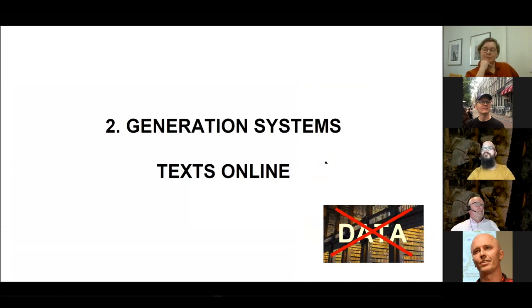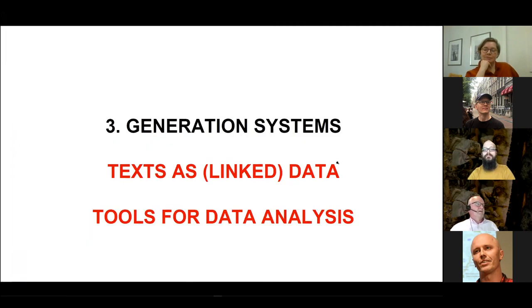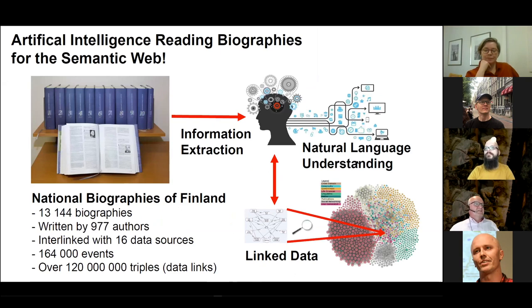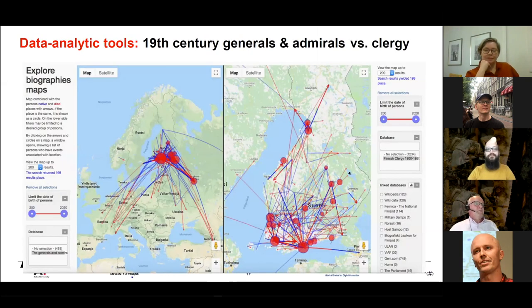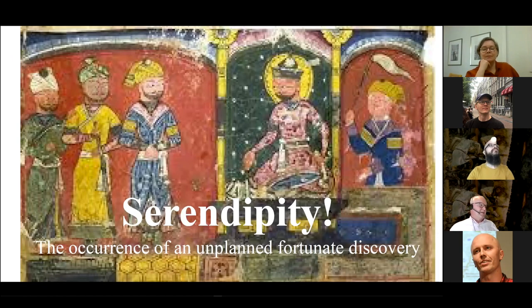Then the next generation systems that are now in use in Finland, for example, are database search engines where you can find biographies for close reading like this. But then comes the next generation that Biography Sampo is an example of. So we are publishing texts as linked data and provide them with tools for digital humanities analysis. Things like this can now be made because we have the biographies available as data. And then finally, we have automatic knowledge discovery and AI-based systems. The keyword here is serendipity, the occurrence of an unplanned fortunate discovery, that we hope our systems are able to provide the user.